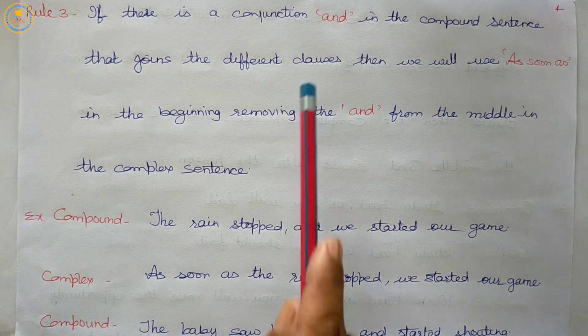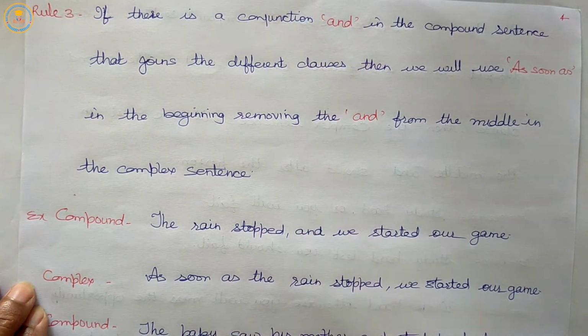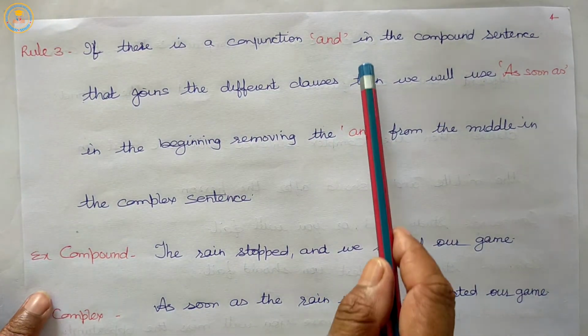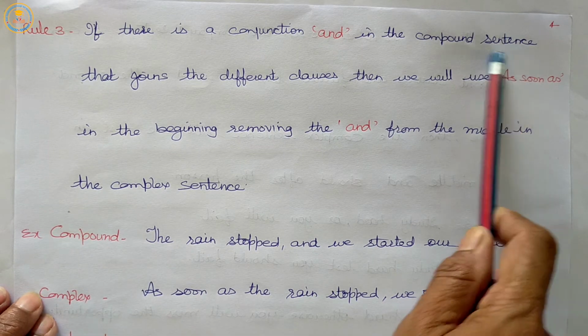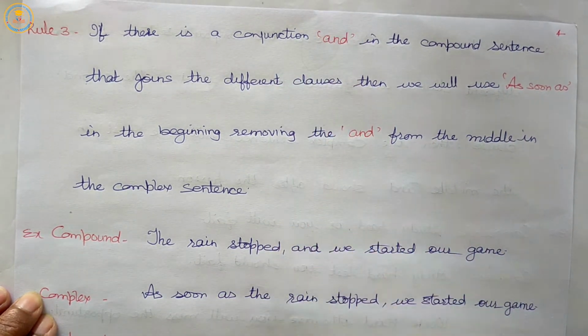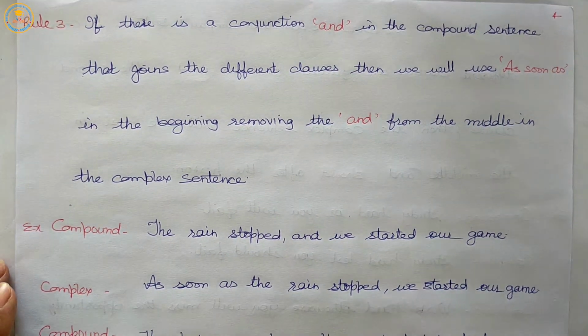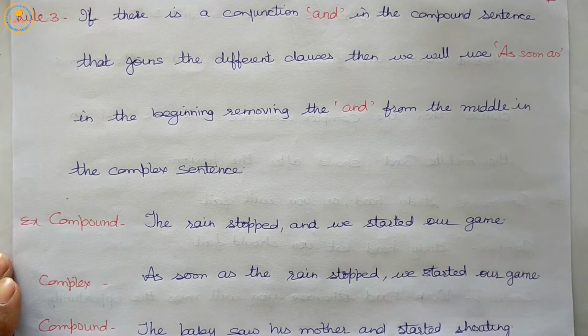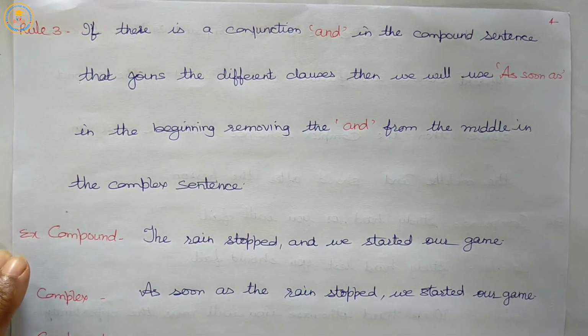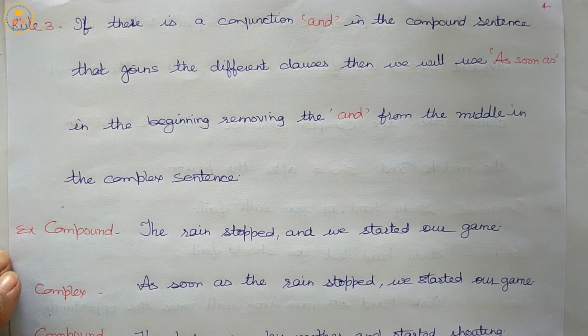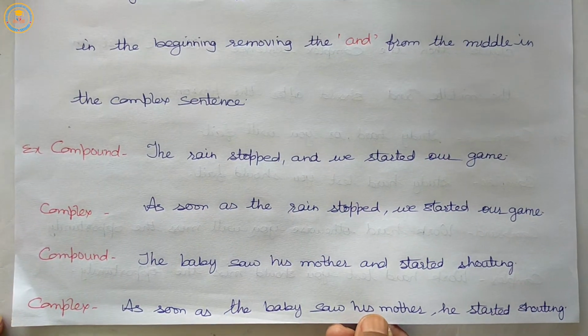Our next rule, the third rule, tells us that if there is a conjunction "and" in the compound sentence that joins the different clauses, then we will use "as soon as" in the beginning, removing the "and" from the middle in the complex sentence. Let us see with the example.